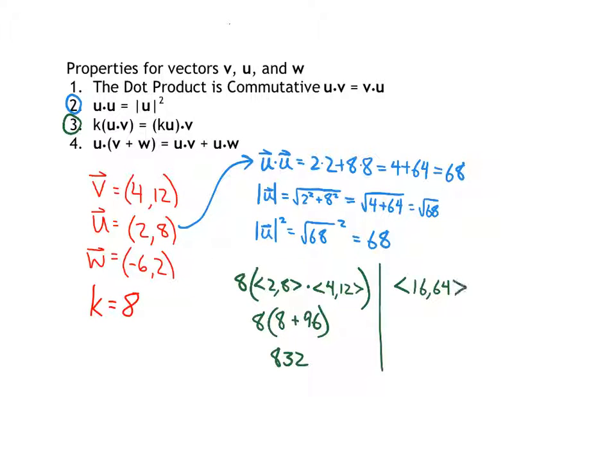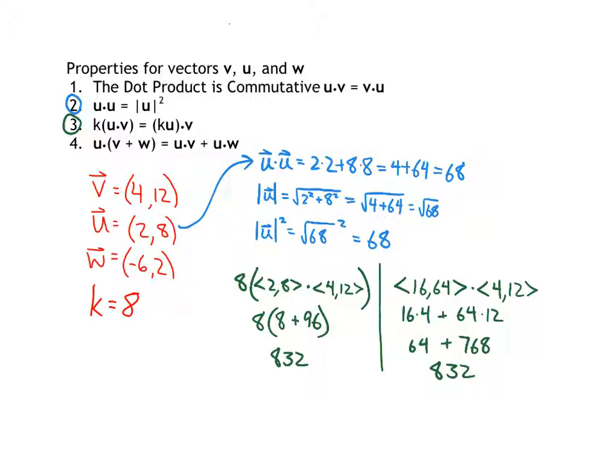dotted with 4, 12. So I would be doing 16 times 4, which is 64, plus 64 times 12, which would be 640 plus another 128, 768. Now if I add those together, I get 820 plus 12, so 832. I get the same thing either way.